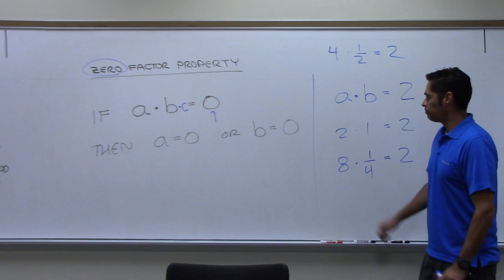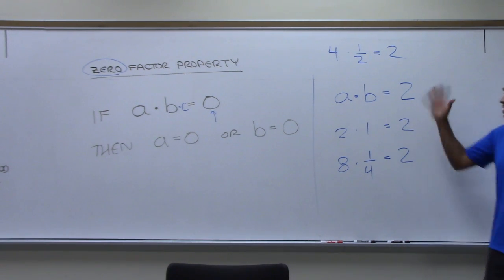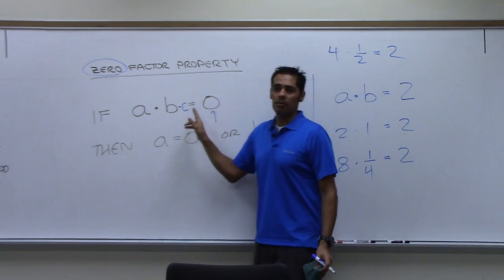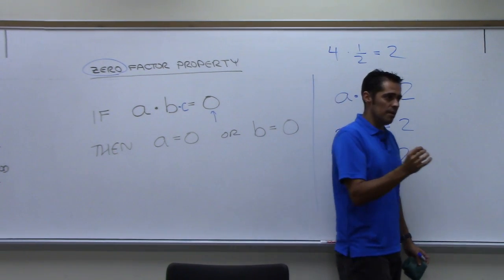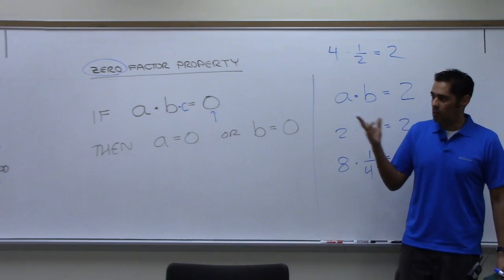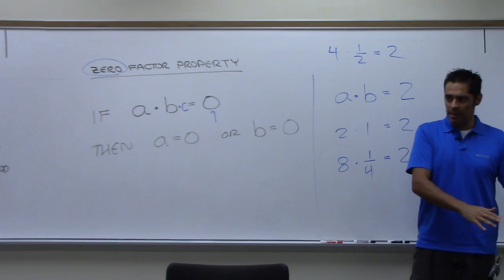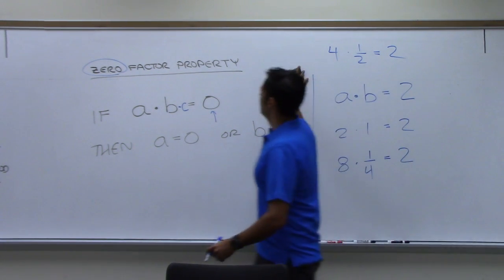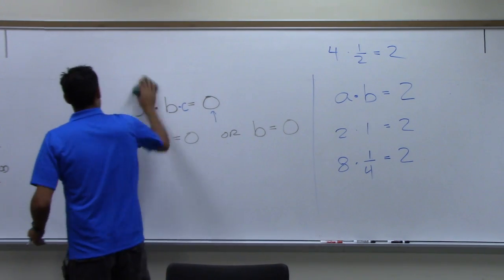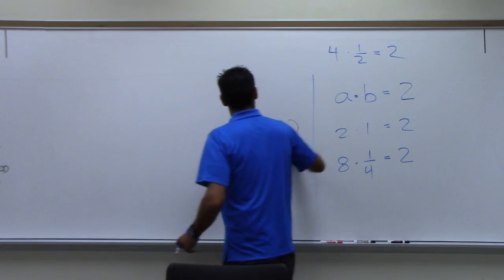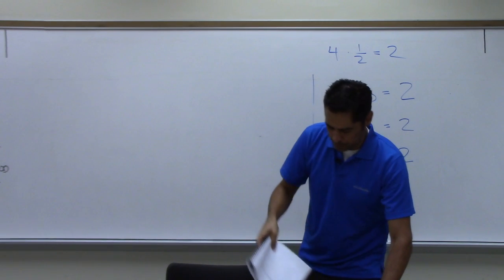So this only works if this is a 0. And that's why it's going to be so important for us when we're looking at quadratic equations that we always make sure they are set equal to 0 before we begin. So keep that in mind. And we get to the first example.